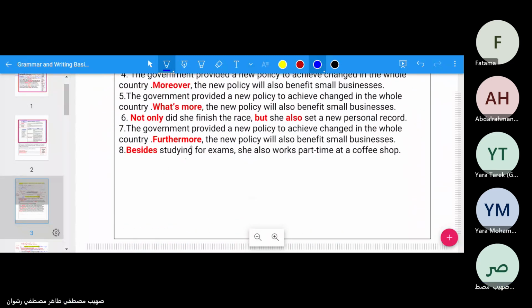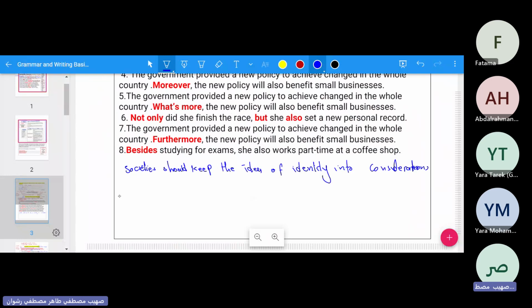Societies should keep the idea of identity into consideration, comma, and the government must seek equality between citizens.